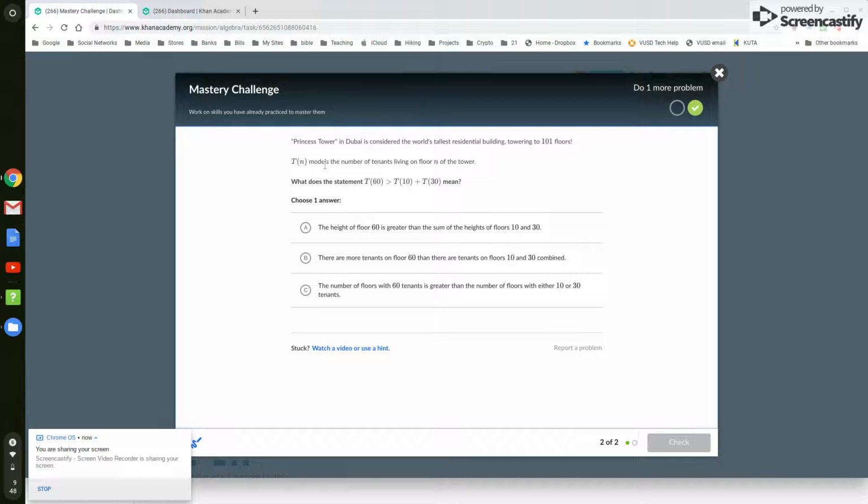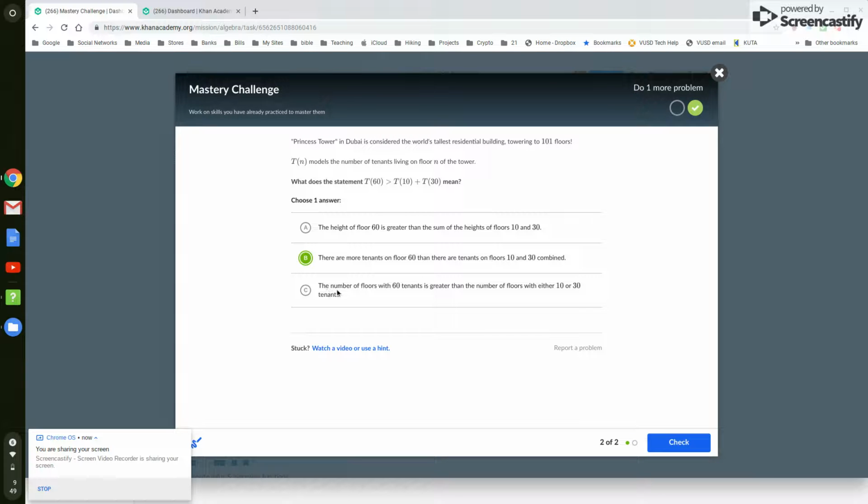A tower has 101 floors. T of n is the number of tenants living on the nth floor of the tower. What does the statement T of 60 is greater than T of 10 plus T of 30 mean? Okay, so T is how many people are living in it, and n is the floor number. So there are more tenants on floor 60 than on floors 10 and 30 combined. Now that seems to make more sense to me, so I'm going to go with that one.